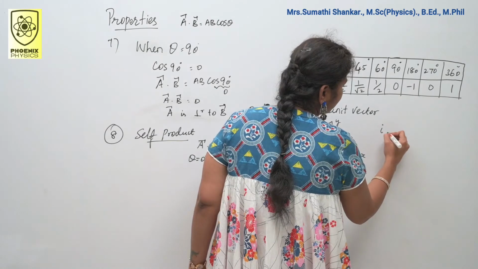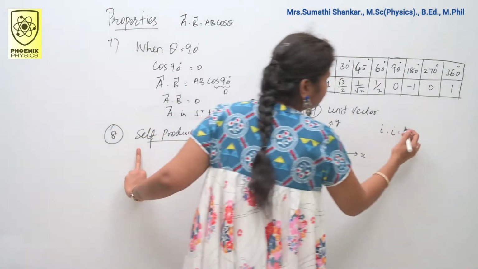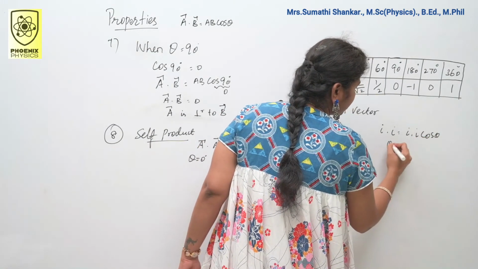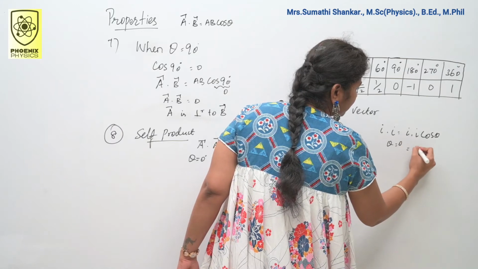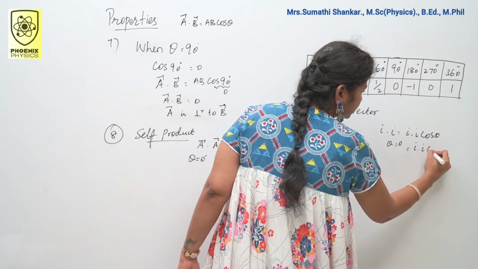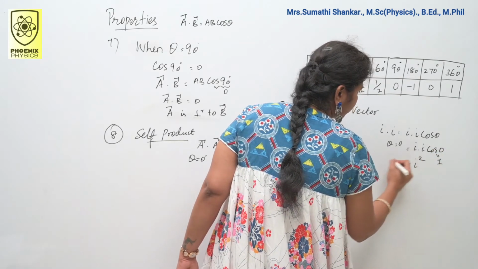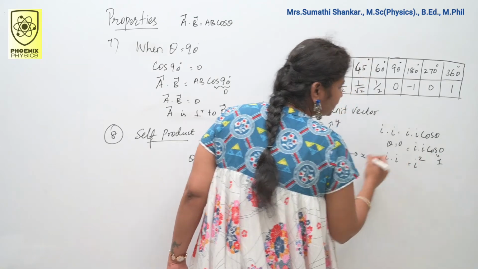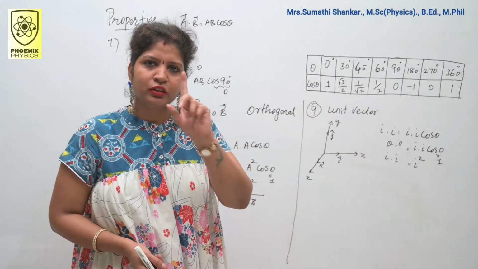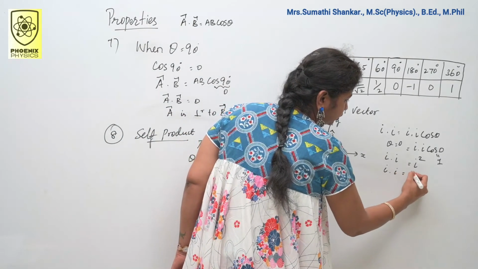That is i dot i, the same as the self product. i dot i means i times i times cos theta. So theta is equal to 0. So i dot i is cos 0. Cos 0, you know, is 1. So i dot i is i squared. What is i? i is nothing but our unit vector. Unit vector means the magnitude is 1. So i dot i is equal to 1.